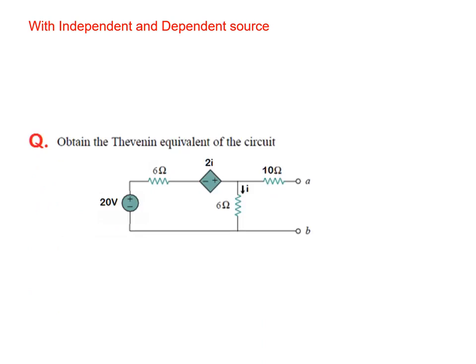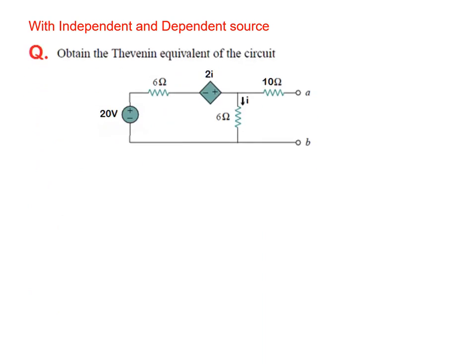Let's do some examples of circuits with independent and dependent sources. So here's an example. Now in this we have a dependent source and an independent source. We need to find VAB, or V Thevenin, first.